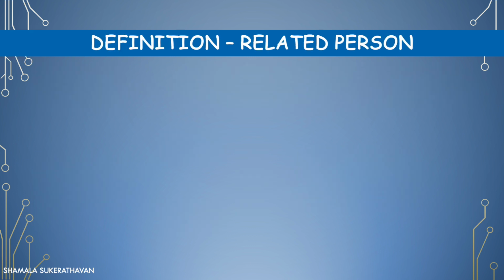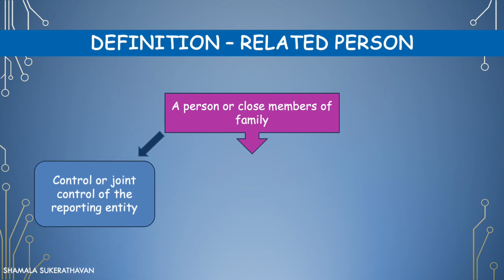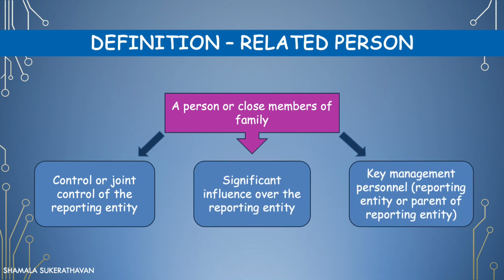IAS 24 stipulates a person or a close member of that person's family is related to a reporting entity if that person either has control or joint control of the reporting entity, has significant influence over the reporting entity, or is the key management personnel of the reporting entity or the parent of the reporting entity. Key management personnel are those with the authority and responsibility for planning, directing, and controlling the activities of the entity, directly or indirectly. This includes any director, whether executive or otherwise, of the entity.